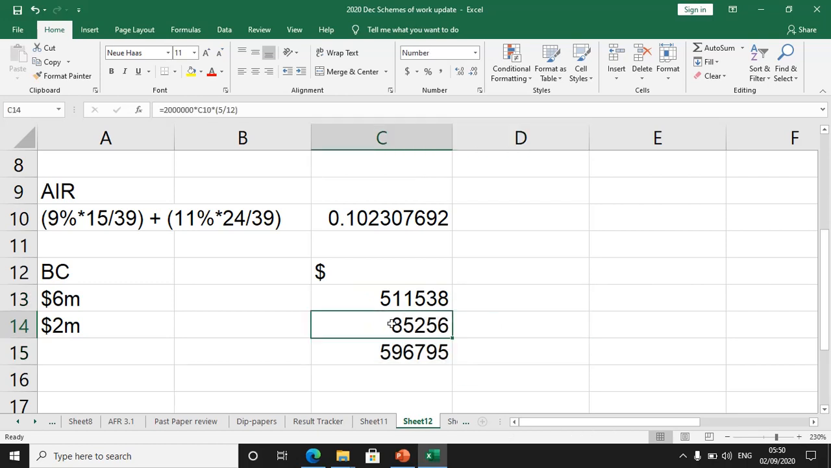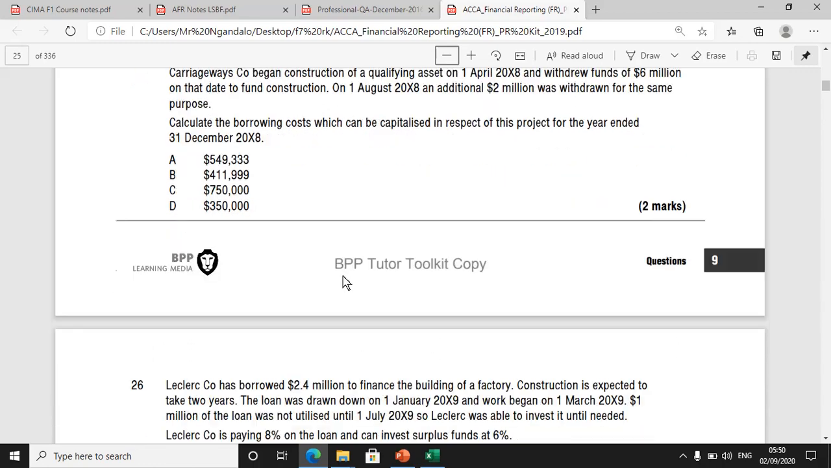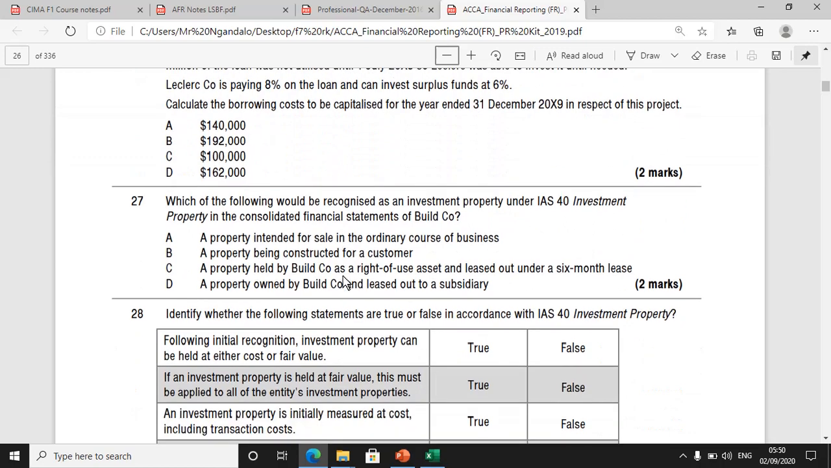Okay, so this is the most accurate figure. I think I know that in your suggested solutions, perhaps there could have been an error that could have been committed, but I think we are closest to A, which I suppose is the answer there. Let us progress to the next question.